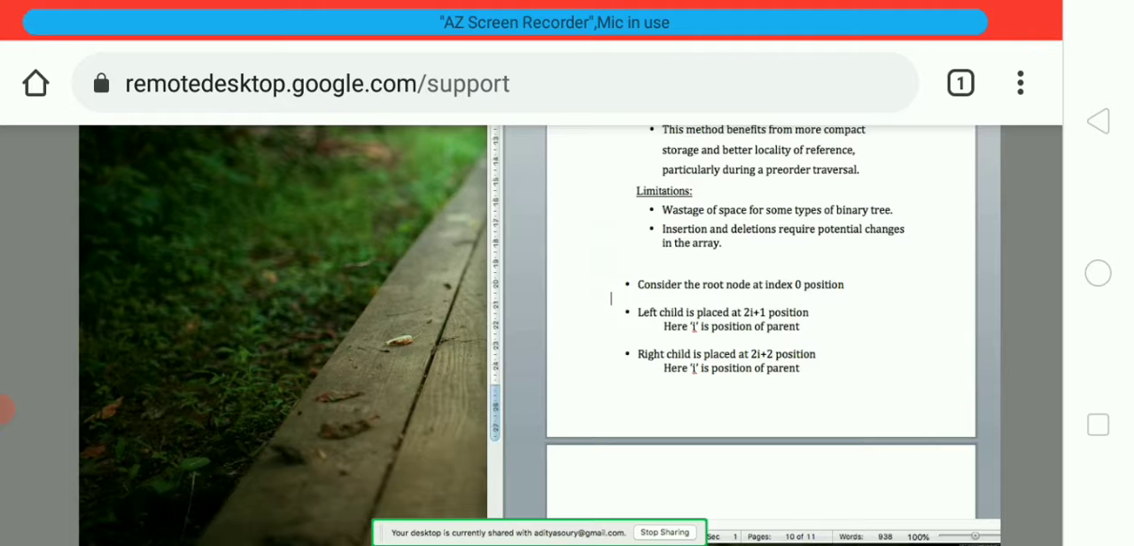We have to consider the root node at index 0th position. So the parent node, that means the root node, we have to place in the 0th position. Left child is placed at 2i plus 1th position. Here i is the position of parent. Right child is placed at 2i plus 2 position. Here i is the position of parent. Now let us take a small example and represent that particular binary tree in an array.